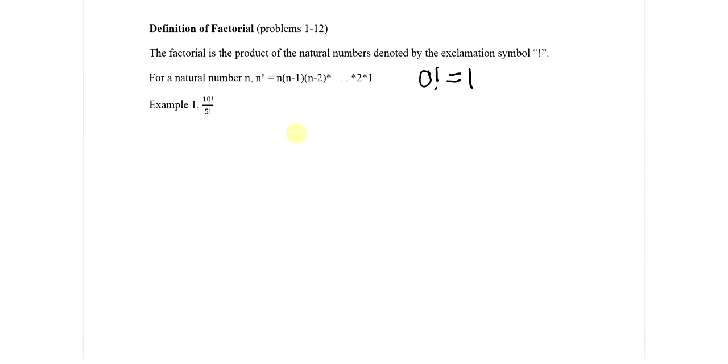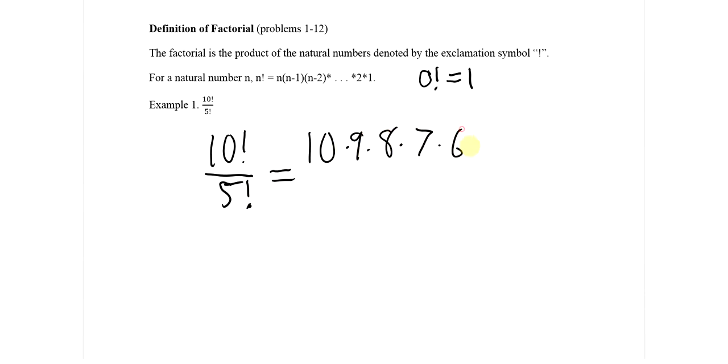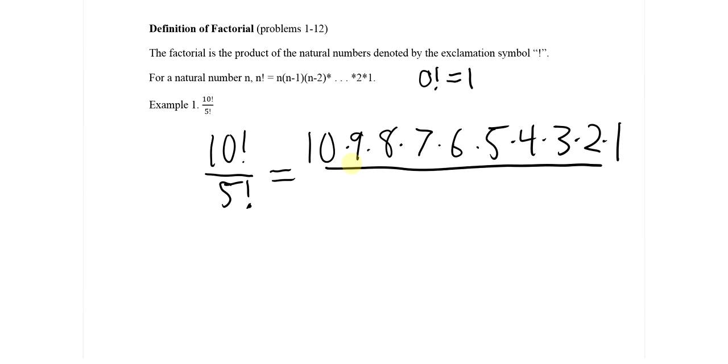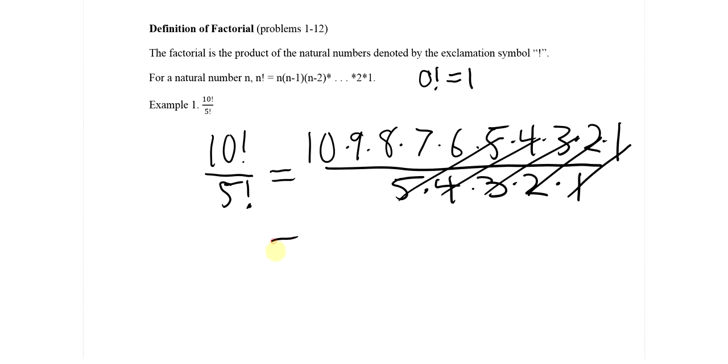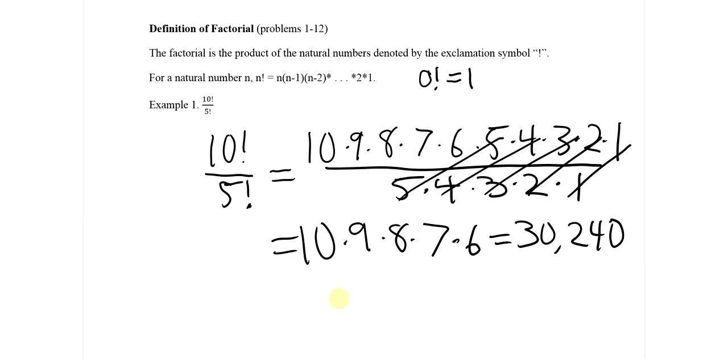So example 1, 10 factorial over 5 factorial. So we have 10 factorial over 5 factorial, dividing. We can rewrite 10 factorial as 10 times 9 times 8 times 7 times 6 times 5 times 4 times 3 times 2 times 1, and then divided by 5 factorial, which we can write as 5 times 4 times 3 times 2 times 1. And then we cancel out these. These all cancel out. And we're left with 10 times 9 times 8 times 7 times 6, which equals 30,240, which we will later see as a permutation of 10P5.